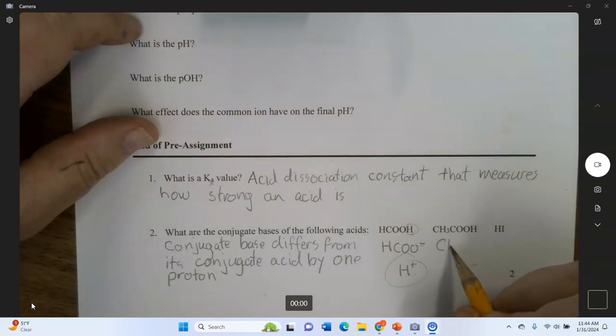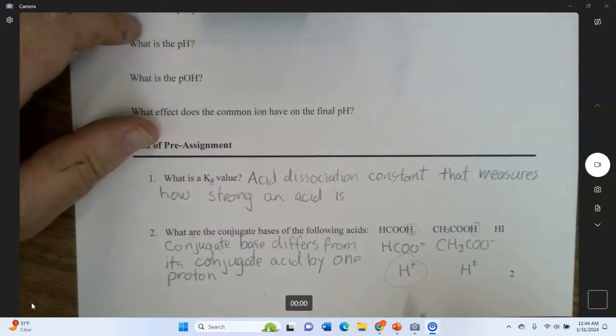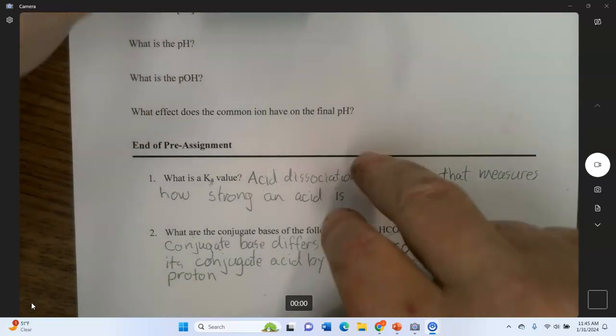This one. Again, a proton came off, and it leaves behind the rest of the molecule and the electron it left behind as well, so it's a minus charge there. And HI, same thing, it's simply going to be I minus and H plus. That's the conjugate base, conjugate base, conjugate base.